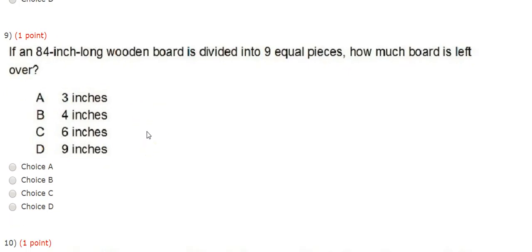Question number 9. If an 84-inch long wooden board is divided into 9 equal pieces, how much board is left over? So an 84-inch long board is divided into 9 equal sections. How much board is left over? Is it 3 inches, 4 inches, 6 inches, or 9 inches?